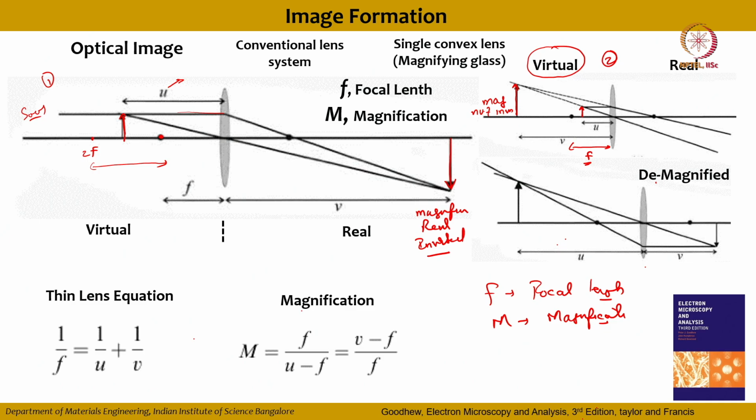If the object is placed well away from the 2f, so this is your 2f point, well away from the 2f, then the image is demagnified. You can see that this is your object and it gets demagnified. It is a real image and inverted. Okay, so the first condition and the third condition are used for magnification or for demagnification, based on the placement of the object with respect to the focal point of the lens.